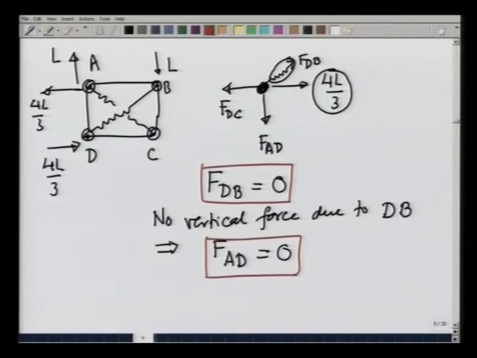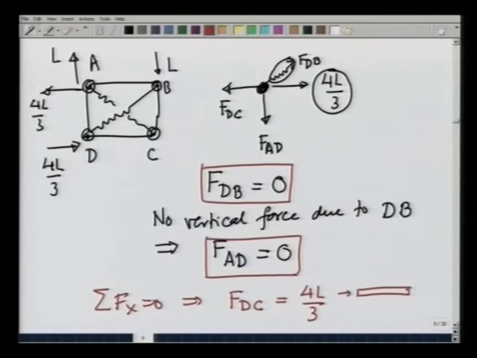Let us now consider the forces in the horizontal direction. Since F DB is 0, summation F x equals 0 gives me F DC equals 4 L by 3, and the positive sign tells me that I have found the correct direction. Since the rod DC is pushing the point out, the rod DC is under compressive forces. So, this is compressive.